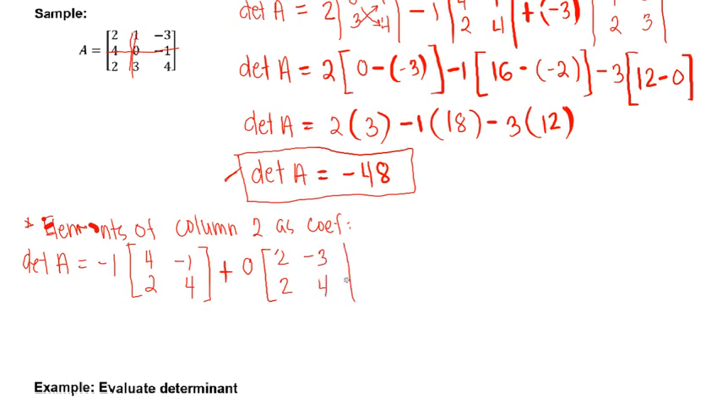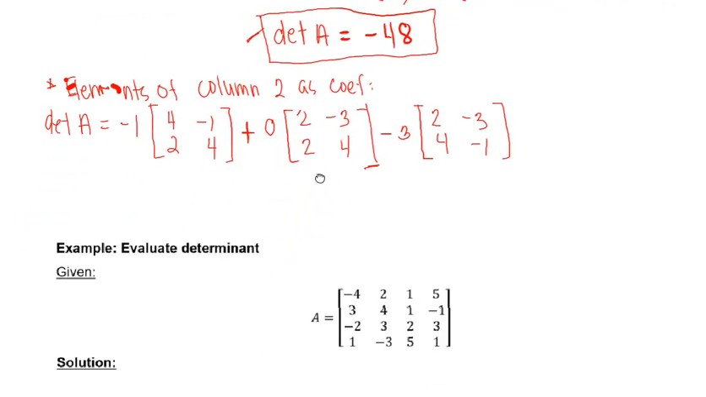And lastly, our third coefficient, yung 1, 0, yung 3. So that is minus, plus, minus. So minus 3. So minus 3 times, if we eliminate column 2 and row 3, what's left over is 2, 4, negative 3, negative 1.